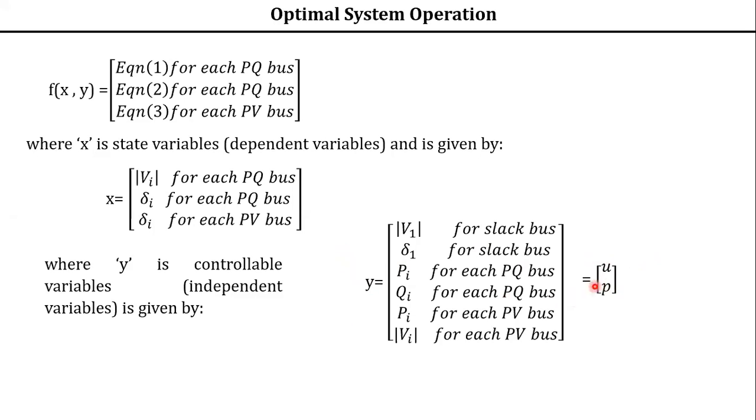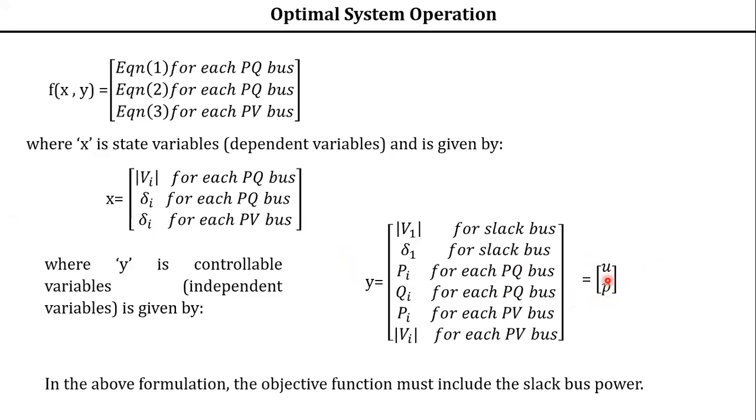Whereas P, the submatrix P, is an uncontrollable variable. Understood? So this is how we are going to derive it. The objective function in the above formulation must include the slack bus power. Understood? Why do we have to include the slack bus power?